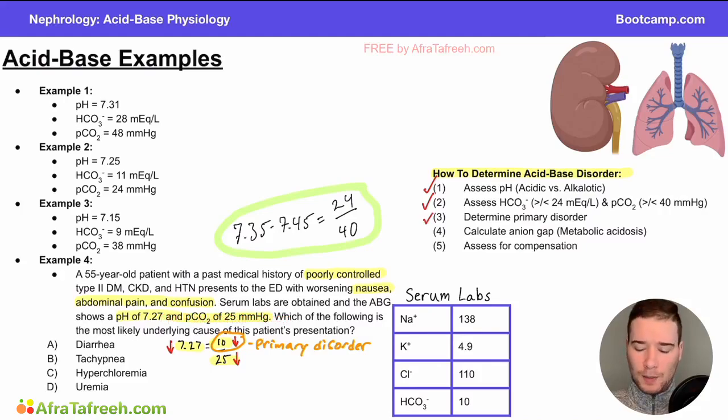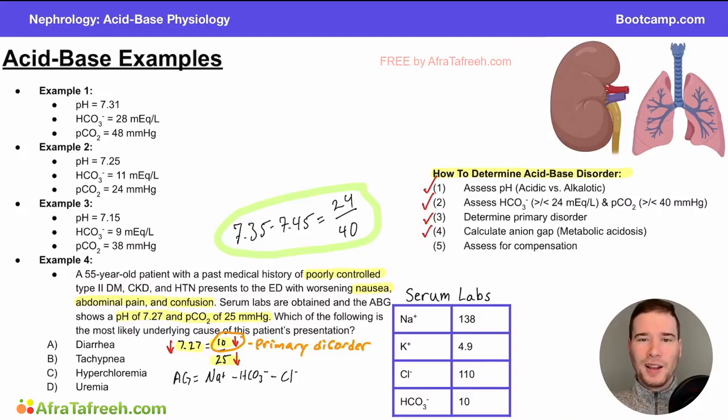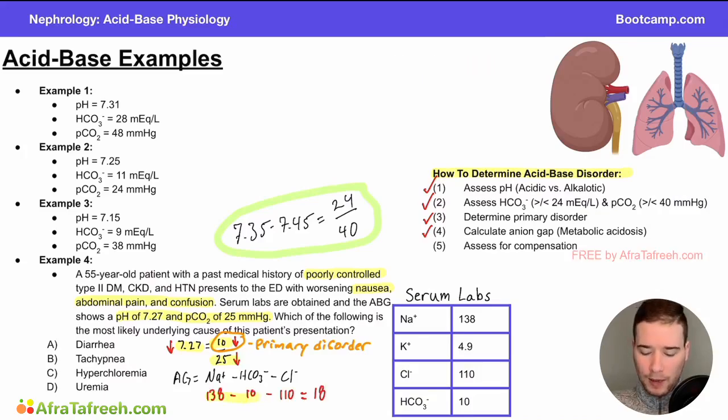So we can check off step number 3 and move on to step number 4, which is to calculate the anion gap. And remind me, what is the equation for the anion gap? That's right, it's sodium minus bicarbonate minus chloride. So if we enter our numbers for our patient, we will get 138 minus 10 minus 110, which is equal to 18.